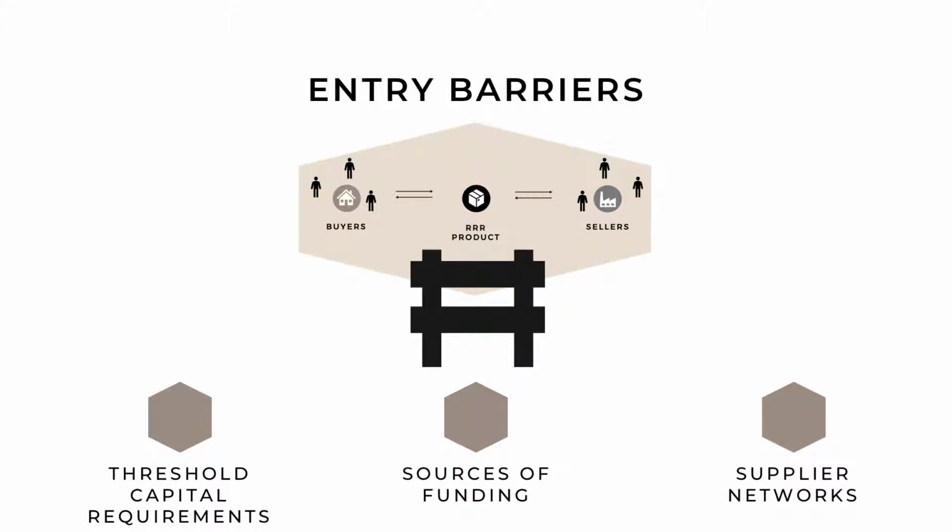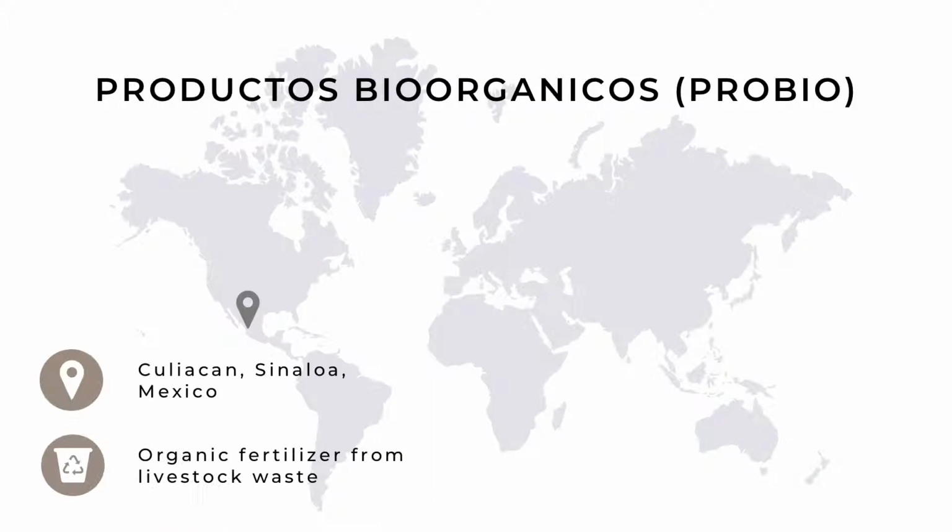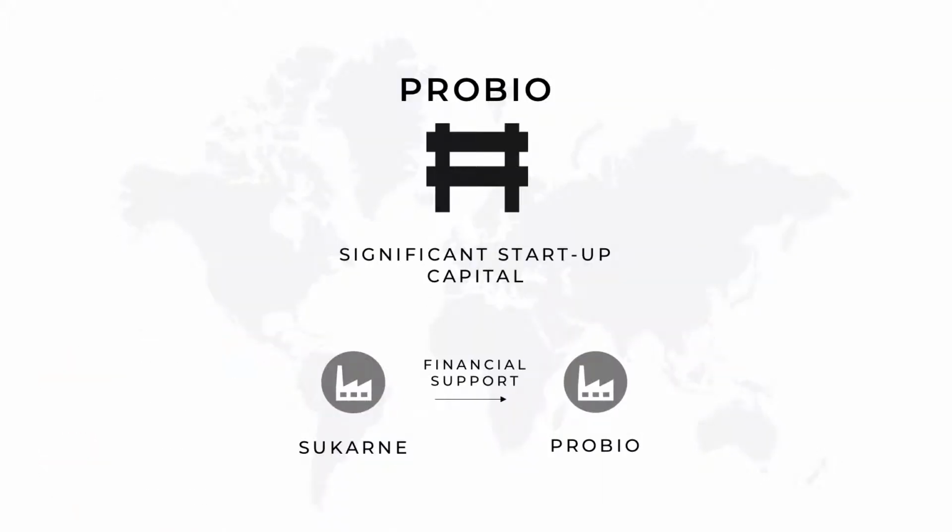Now, again, the implementation of the ProBio business model requires high capital investment, which is among the most cited barriers for business development in developing countries, right? In ProBio's case, the sister company, Su Carne, provided the initial investment, lowering that market barrier for ProBio.